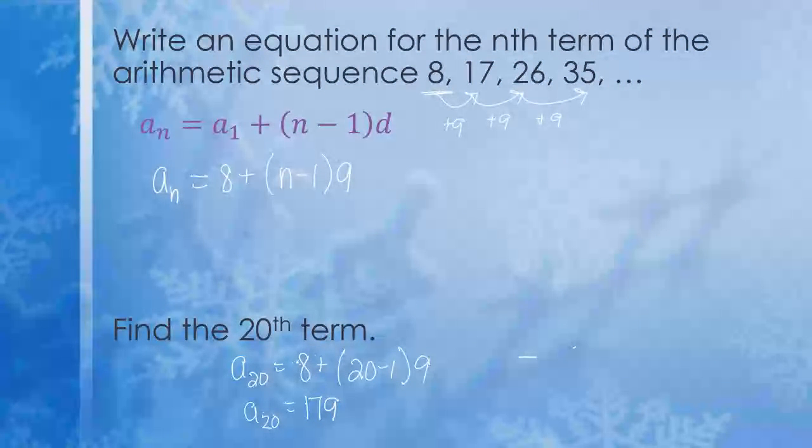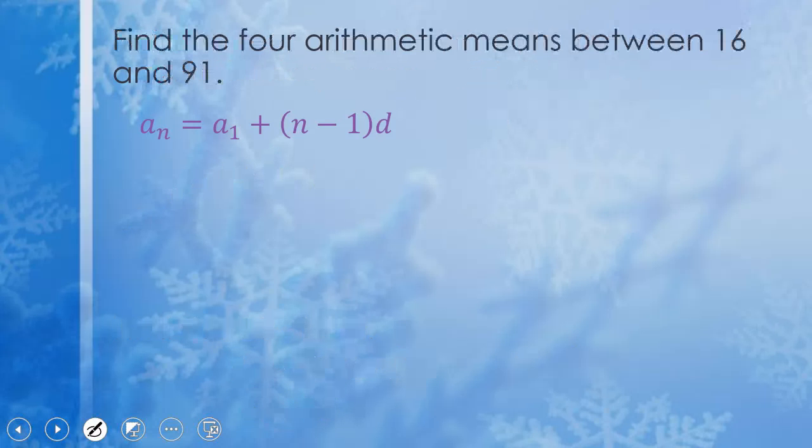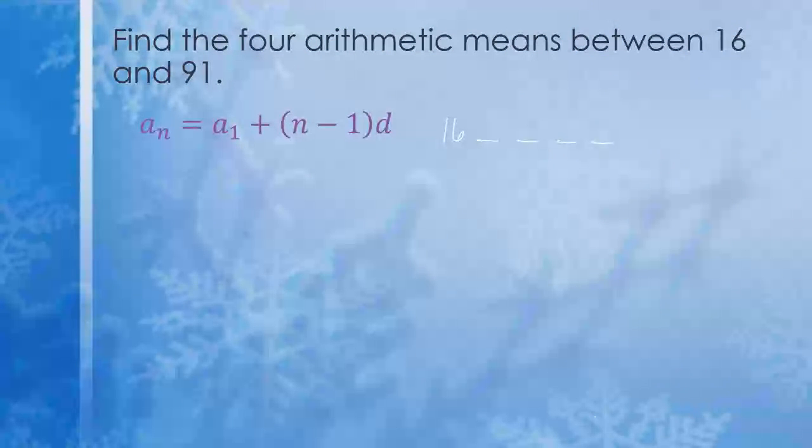Not too terribly difficult, right? Once I've got this equation written, I can find any term no matter what it is because I can just plug the numbers in. This kind of helps us find arithmetic means as well. So between 16 and 91, I have 4 arithmetic means that I need to find. I'm going to start by writing these out. Okay, so 16 and then 1, 2, 3, 4 values, and then I get to 91.